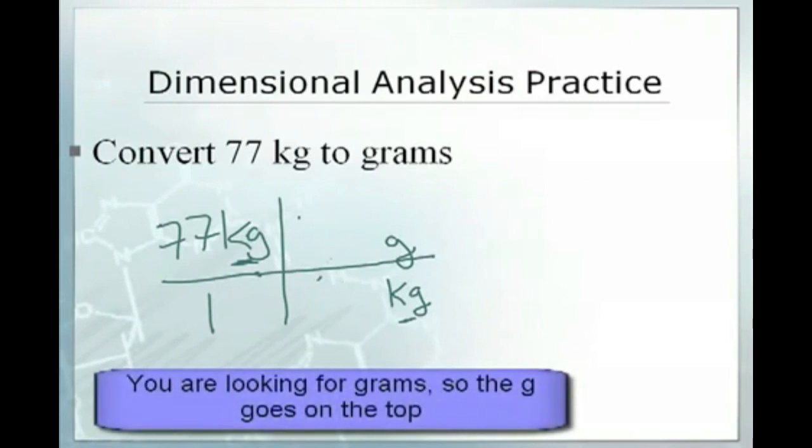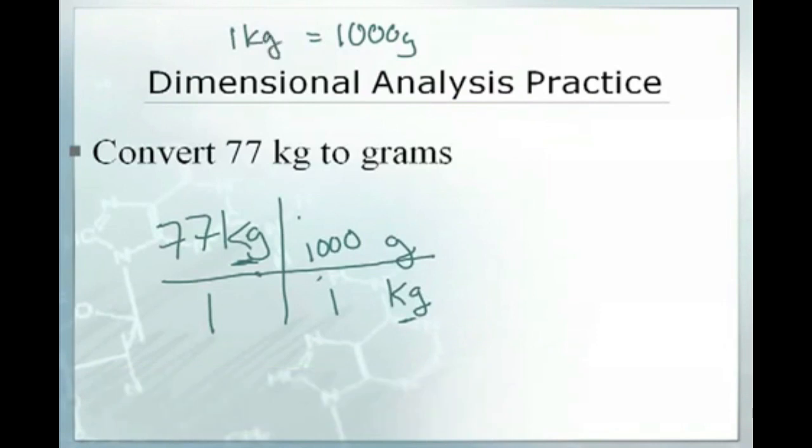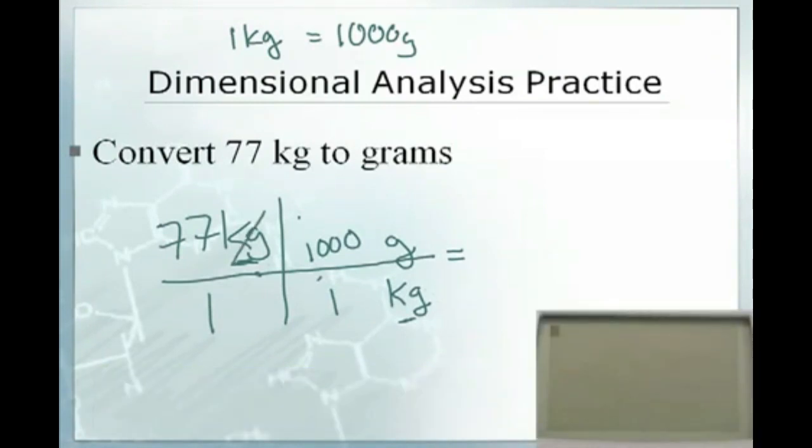That is exactly right. And of course, 1 kilogram is equal to 1,000 grams. You might have written 1,000 grams is equal to 1 kilogram. So we turn that into a fraction. Next rule: numbers on the top are multiplied, and numbers on the bottom divide. What happens with the units? The kilograms cancel, and I'm left with grams.